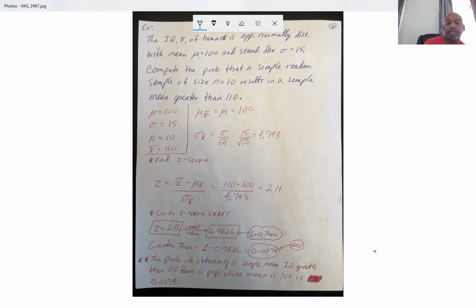And all that was established back in chapter 7.2, when we talked about our different scenarios. So conclusion: the probability of obtaining a sample mean IQ greater than 110 from a population whose mean is 100 is 0.0174.